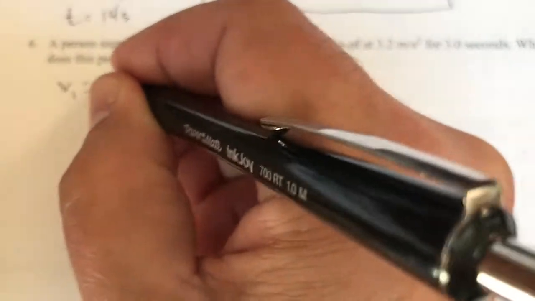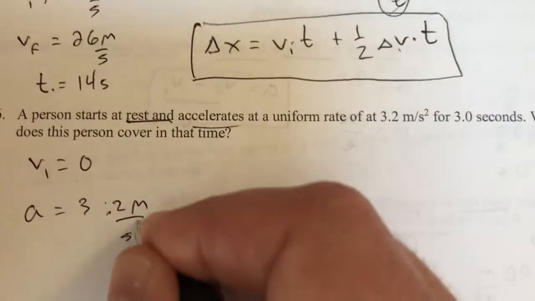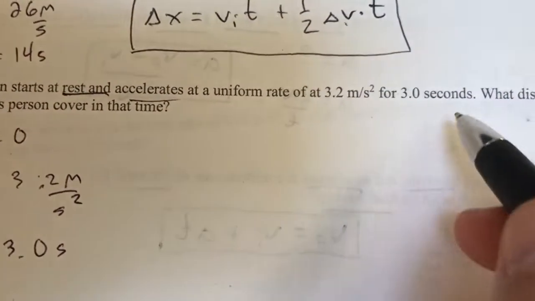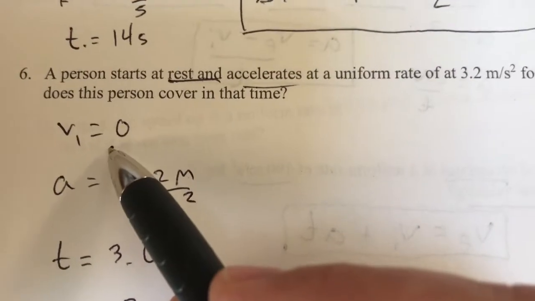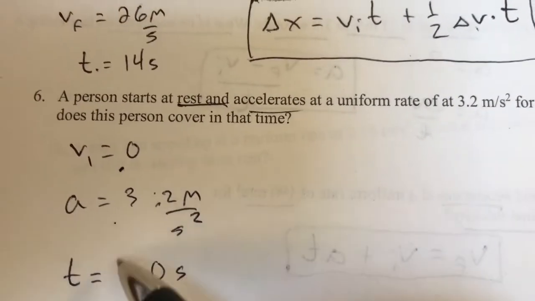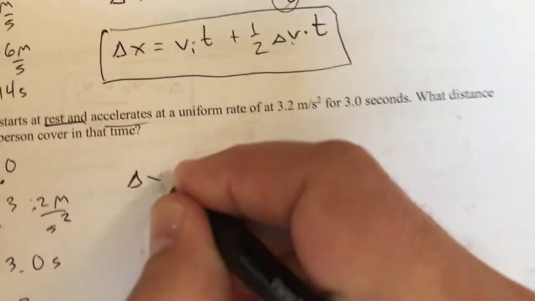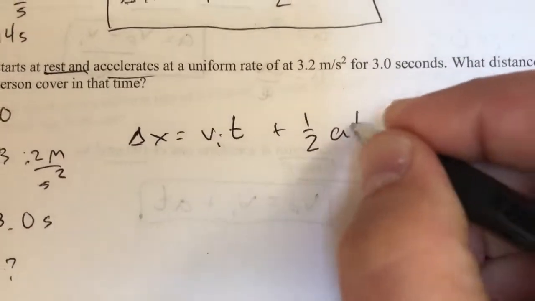Moving on. Number 9, person starts at rest. V initial equals 0. And accelerates at a uniform rate, A equals 3.2 meters per second squared for a time of 3.0 seconds. It's all provided right here. What distance? Delta x equals, let me think, I've got acceleration, I've got t. Which one of those can I use? There you go again. Delta x equals v initial times t plus 1/2 at squared. All right, that's your formula.